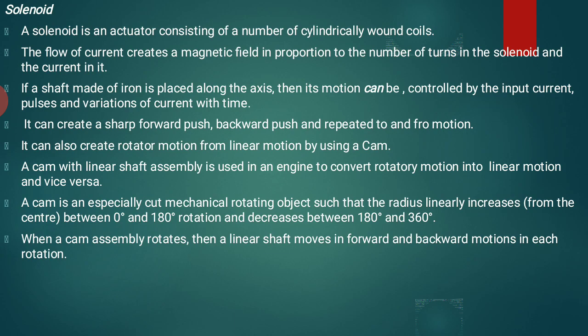A cam is a specially cut mechanical rotating object such that the radius linearly increases between 0 degrees and 180 degrees of rotation and decreases between 180 and 360 degrees. So it is especially used in mechanical rotating objects. Whenever we are using these mechanical rotating objects, these solenoids are very much essential.